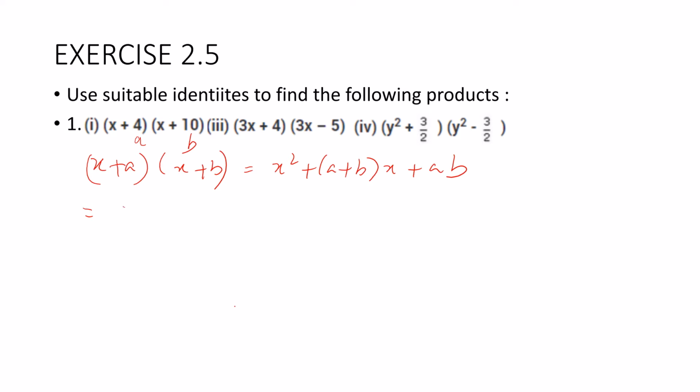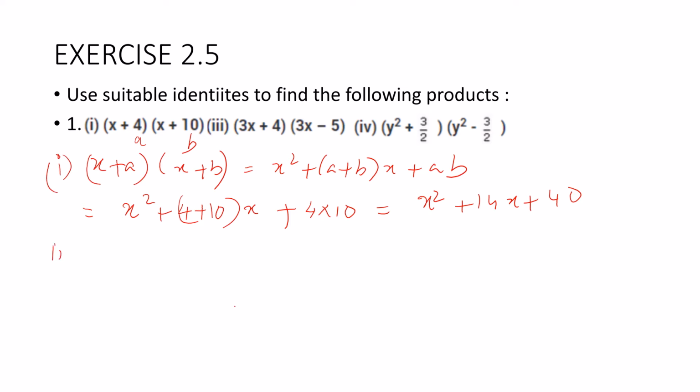x square is the same only, x square, a plus b, that is 4 plus 10, put a bracket and then put x outside, plus a into b, that is 4 into 10. So this is x square, 10 plus 4 is 14x, plus 10 into 4 is 40.